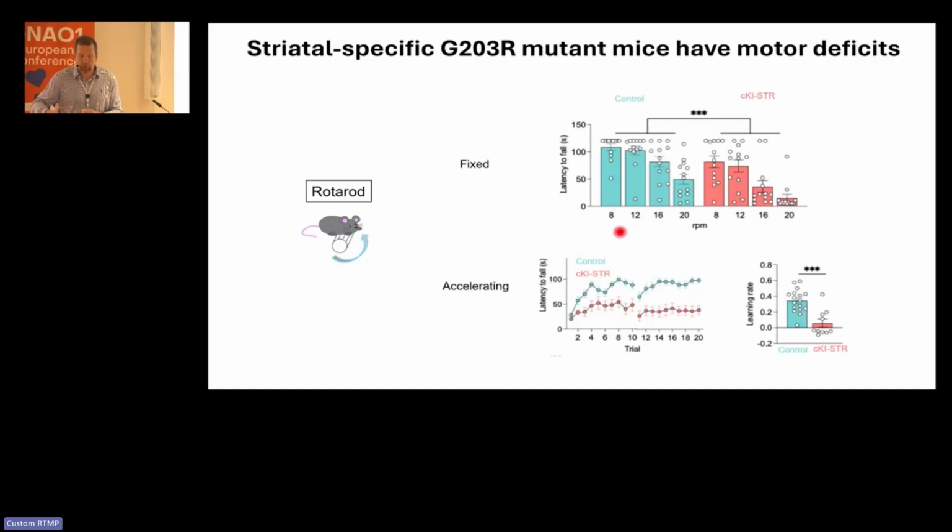We've also looked at the motor learning, in which case you put the animals on the rotarod at the same speed that gets accelerated, and you do the trials over time on different days. It's just like learning to ride a bike. Typically, mice see an improvement in ability to master this task, but with this conditional knock-in in the striatum of G203R, mice essentially can't really learn to stay on the rotarod as the speed gets accelerated.